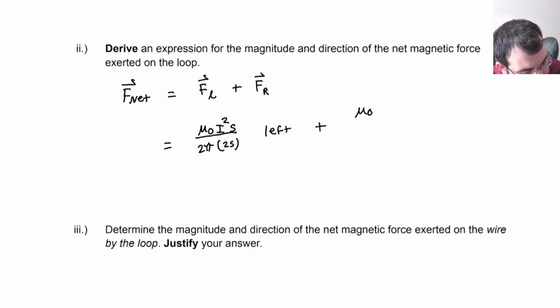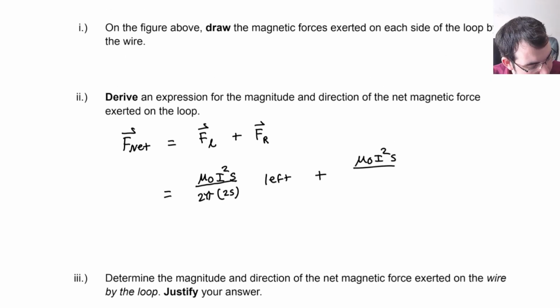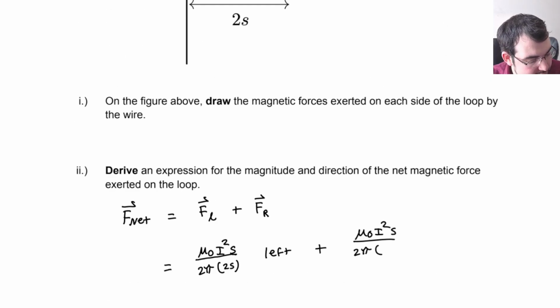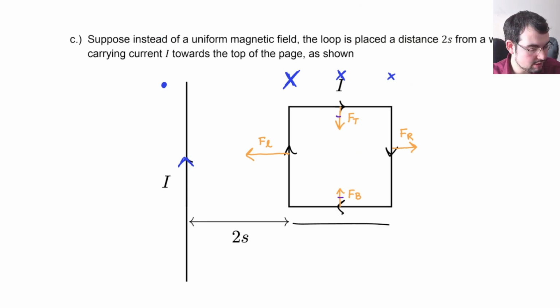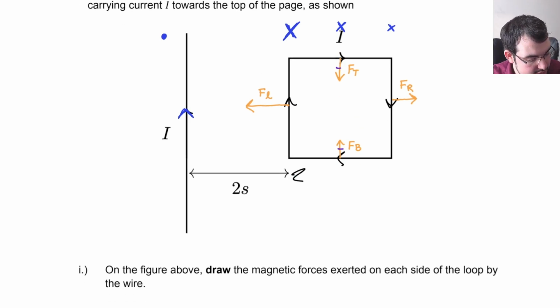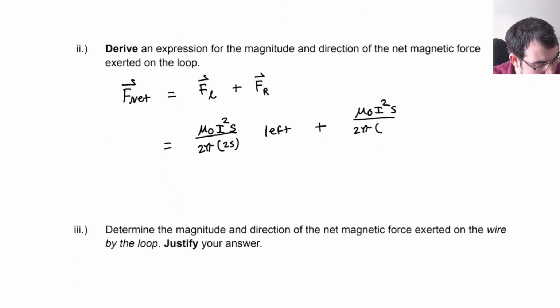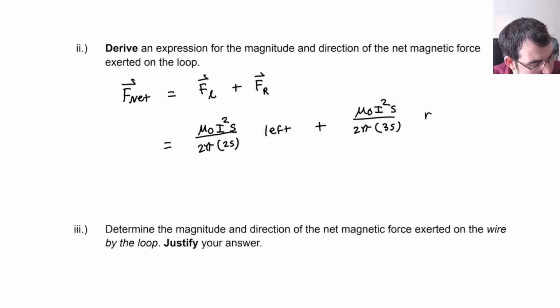Then we can do the same thing over here. The currents are still both I, the side length is still S, but then for the distance, it's not 2S, it's 2S plus the square's length S. So it's 2S plus 1S, which is going to be 3 S's worth. And that is to the right.